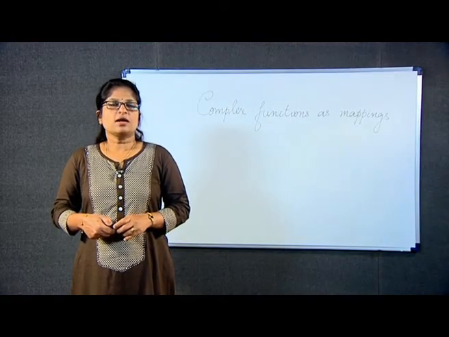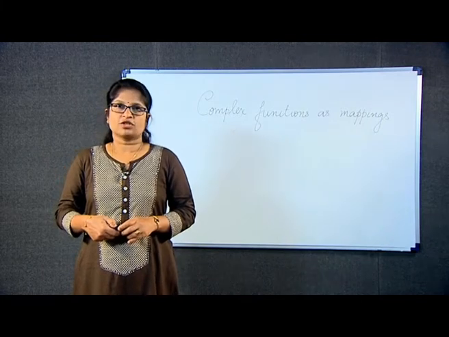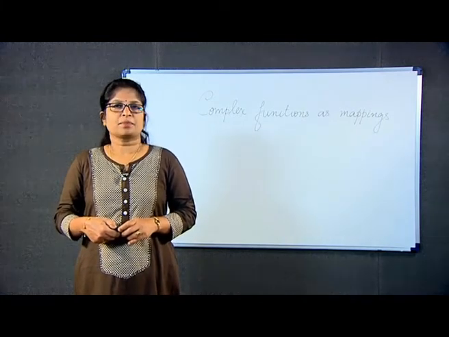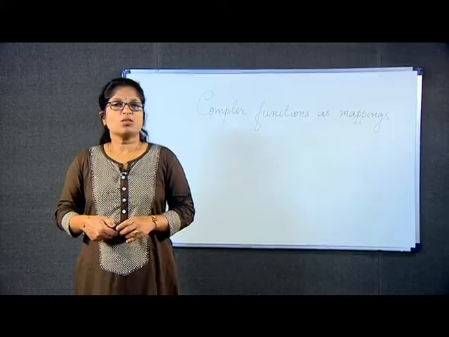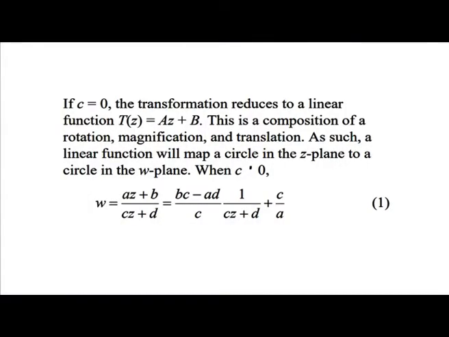Here the linear fractional transformation has the circle preserving property. If c is equal to 0, the transformation reduces to a linear function T(z) equal to Az plus b. This is a composition of rotation, magnification and translation. As such, a linear function will map a circle in the z plane to a circle in the w plane.